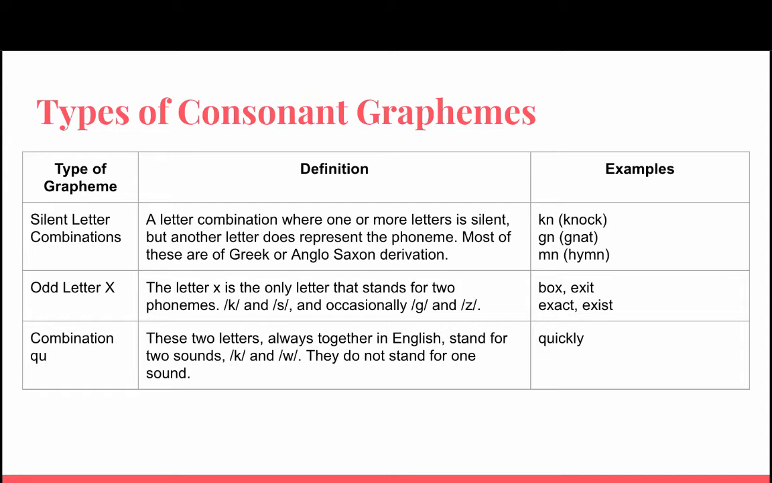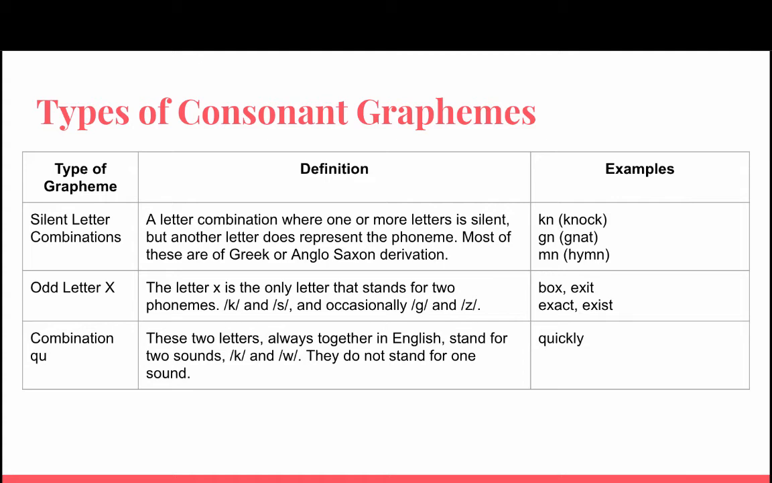We have silent letter combinations, which are letter combinations where one or more letters is silent, but another letter does represent the phoneme. Most of these are Greek or Anglo-Saxon derivation. So for example, in the word knock, we have KN representing the sound n, and the K is silent. Or in the word gnat, the G is silent, but together the G and the N stand for the n sound. Same thing with hymn. The M and the N represent together the sound m.